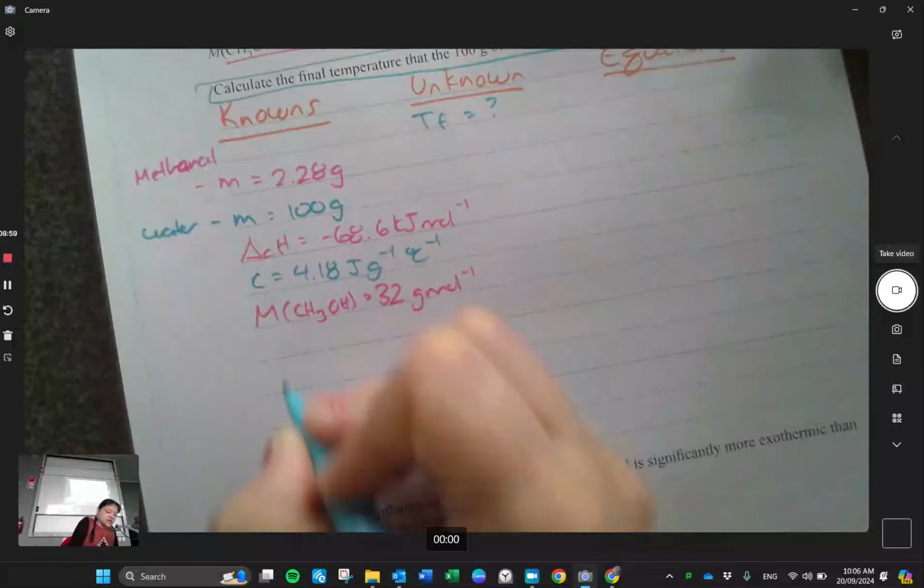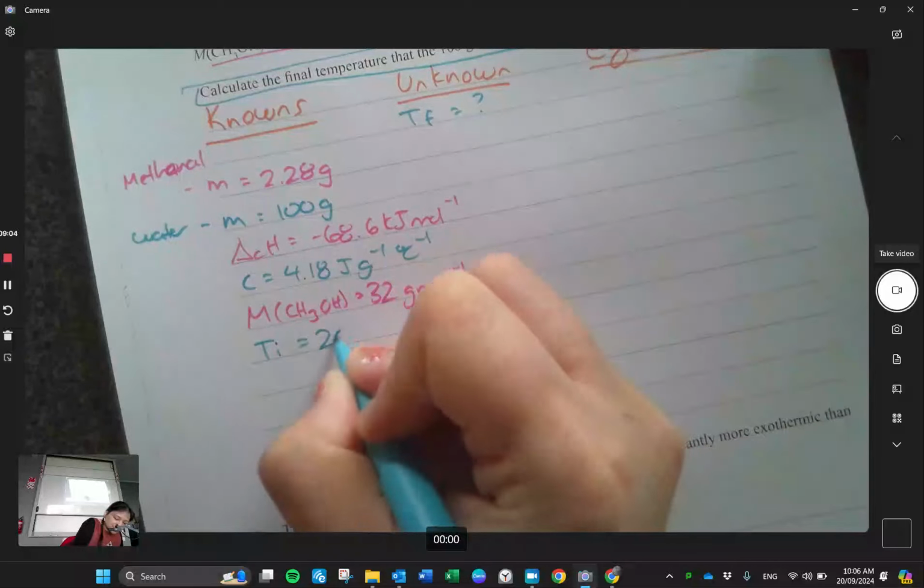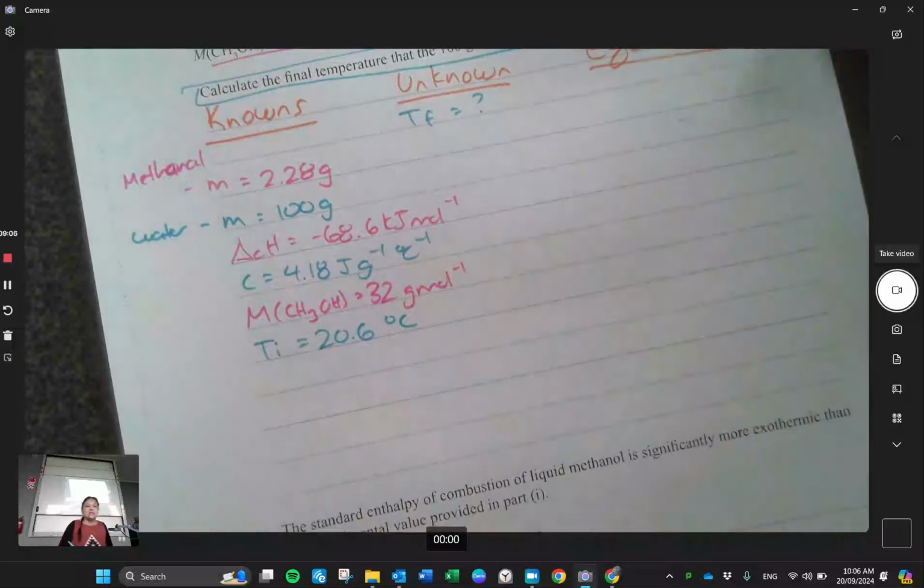I do have the initial temperature. So the initial value is 20.6 degrees Celsius. That's all the information that I'm looking at right now. Are we okay with that so far? All right, cool.